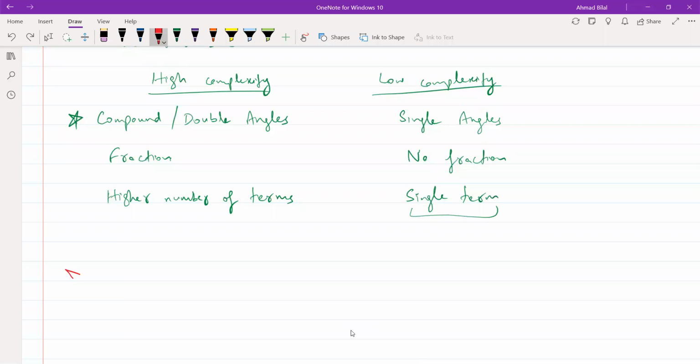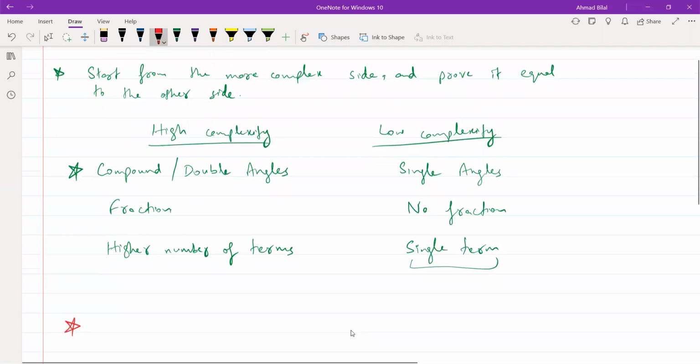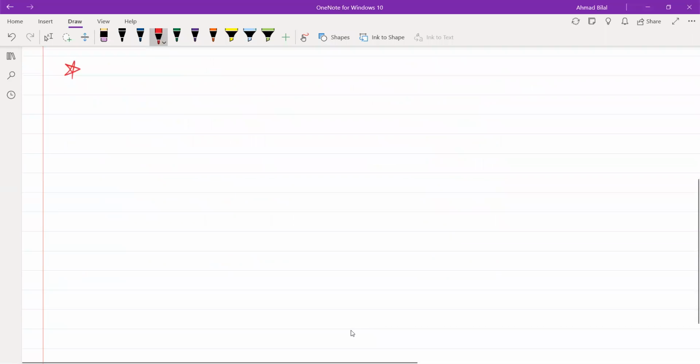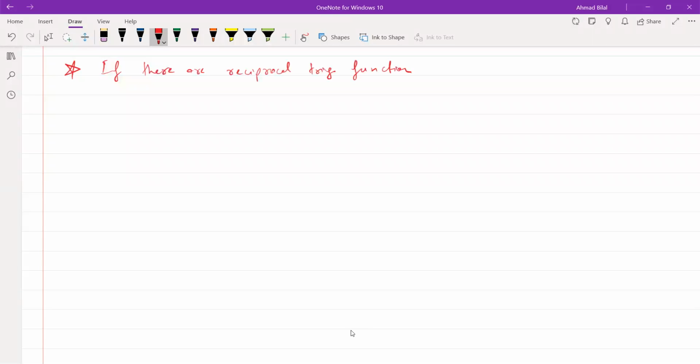Now these are all thumb rules. It's not like you're always going to do this. It's going to be the case in majority of the cases, right? कभी-कभी आपको इसके against भी जाना पड़ सकता है इन चीजों के, तो जो मैं यहाँ पे लिखने लगा हूँ. But majority of the cases के अंदर, this is how you would be dealing with the identities. Okay, if there are reciprocal correct functions, you should convert them to their base functions, right?